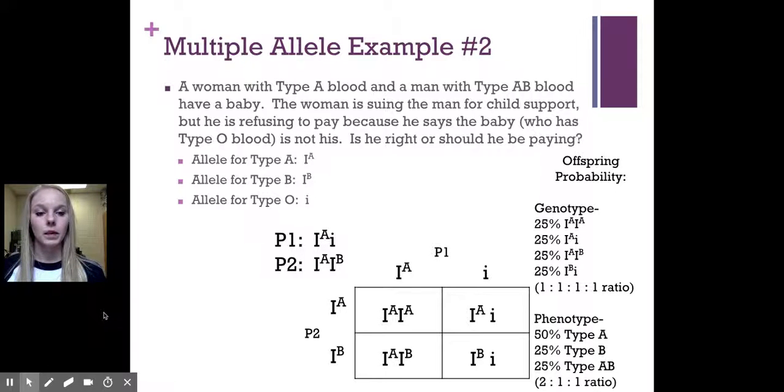The offspring probability has 25% being big I A big I A, 25% being big I A little i, 25% being big I A big I B, and 25% being big I B little i. None of those genotypes are little i little i. So therefore, we do not get a type O phenotype. We only get type A, type B, and type AB. So this man is correct. The child is not his baby. Your fourth keyword is codominance.